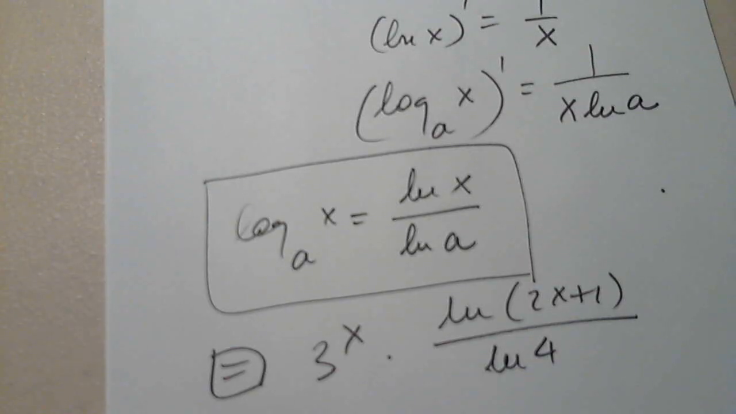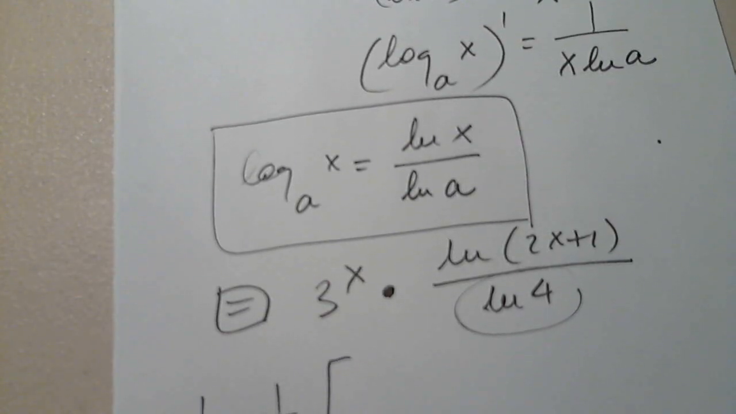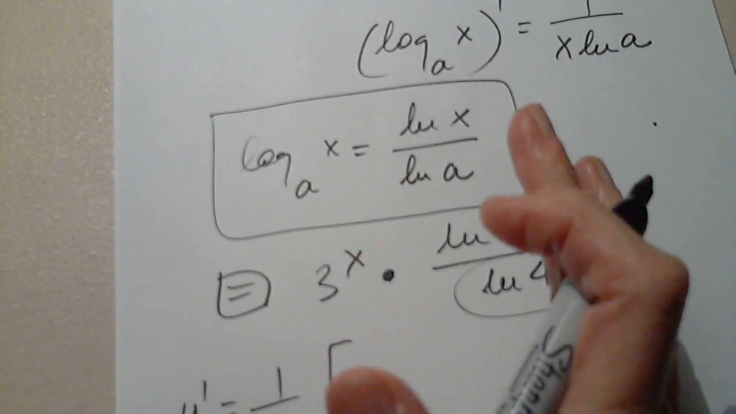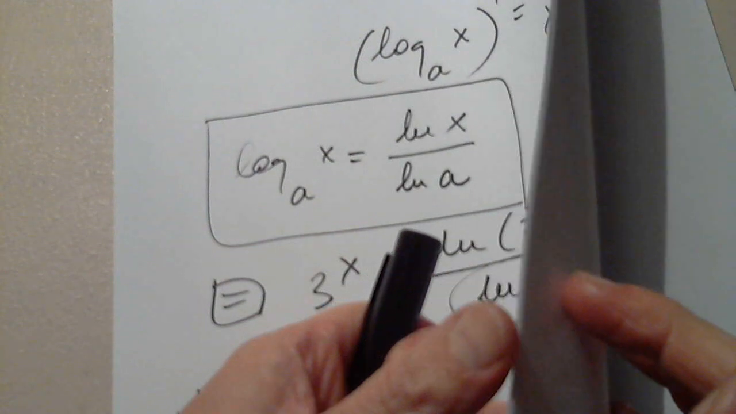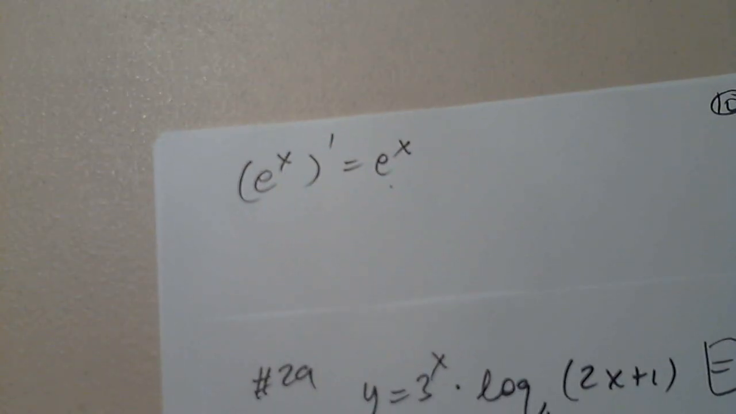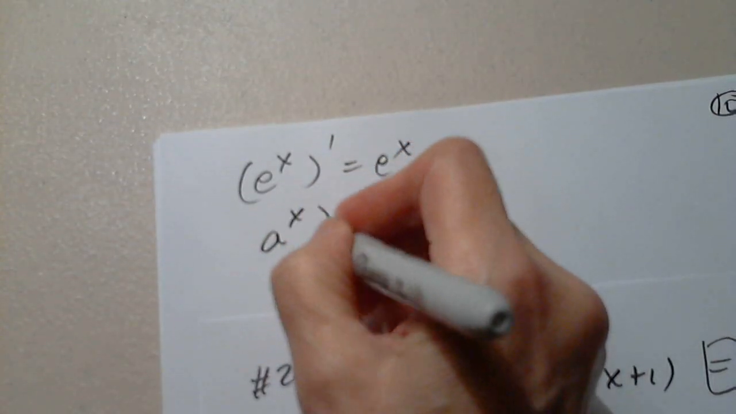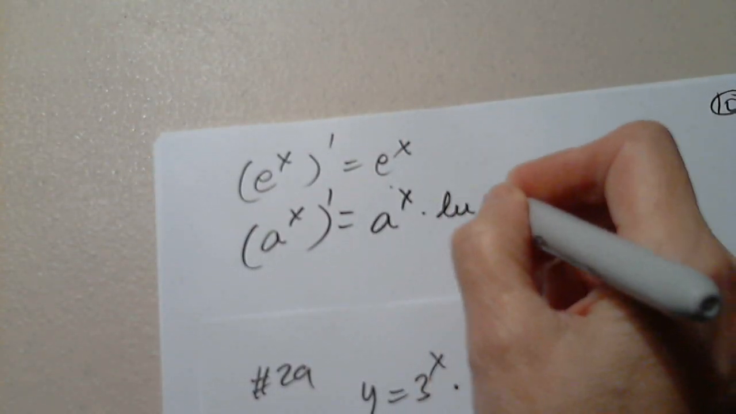Okay? And now we can differentiate. So then y prime is, remember this is a product. 1 over natural log 4 can stay outside because it's just a constant. I differentiate 3, oh, we also never differentiated a number to the x. So I'll come back to it in a second. So we know that e to the x prime is e to the x. But if we have a to the x prime, we have to write a to the x times natural log a.